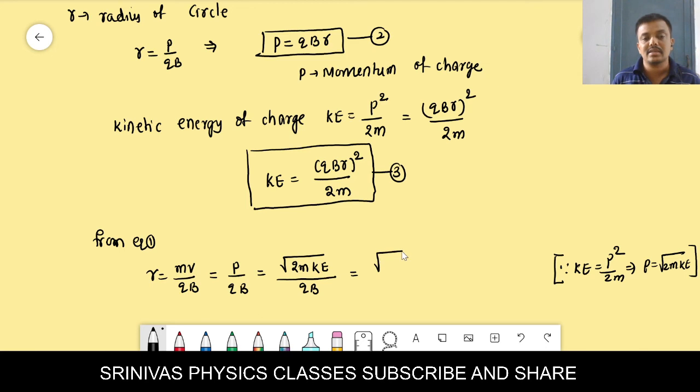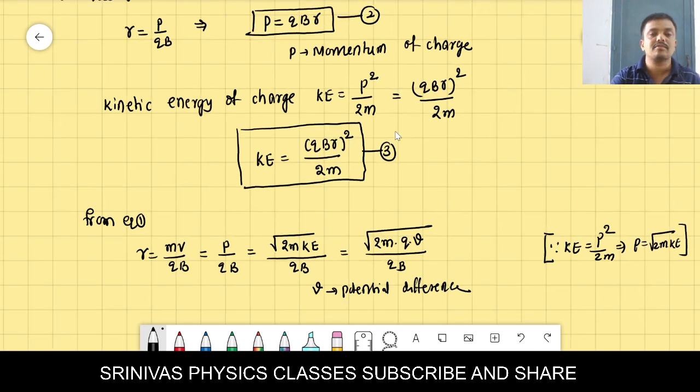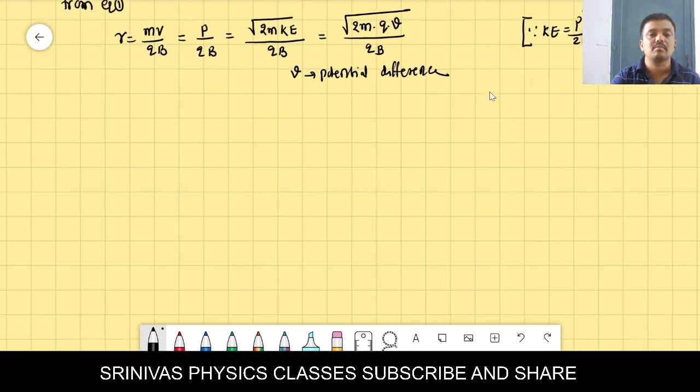The kinetic energy we can also write as equal to work done by the battery. Work done we can write as charge into potential difference, qV, where V is the potential difference. These are the various formulas for the radius. If you want, you can note them. You may remember them or derive one from another based on the situation. These many formulas are useful to solve the problems.